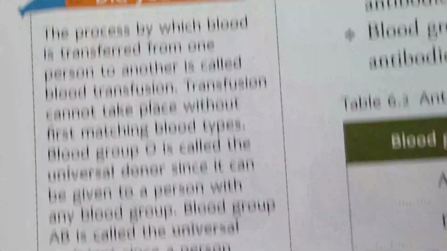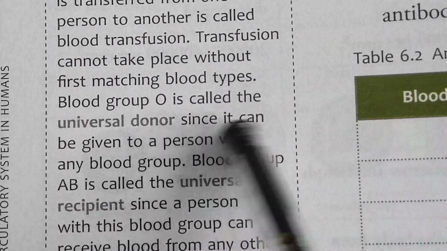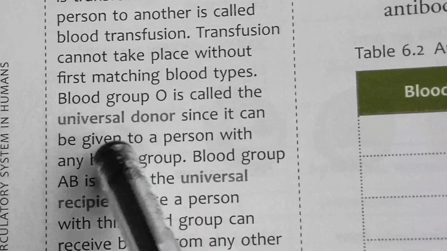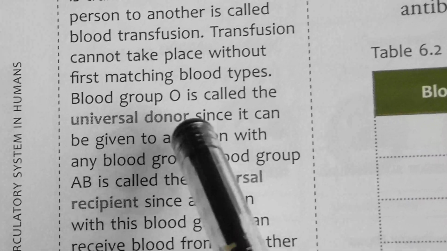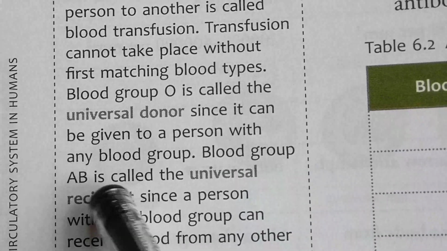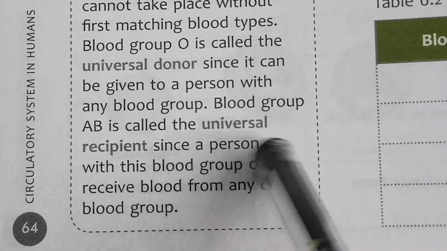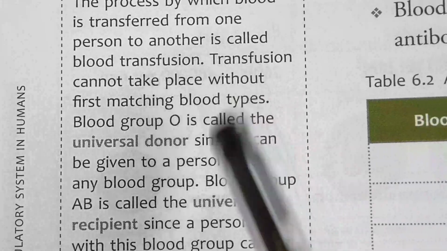Blood group O is called the universal donor, since it can be given to a person with any blood group. So blood group O is called the universal donor. For what? Because it can donate blood to each group. Blood group AB is called the universal recipient, since a person with this blood group can receive blood from any other blood groups.